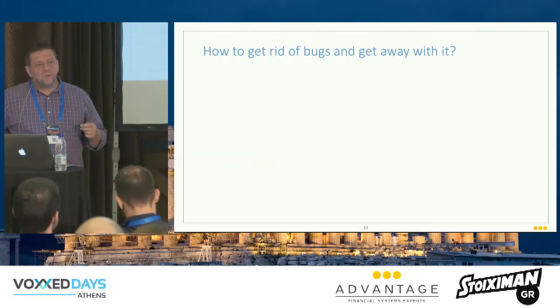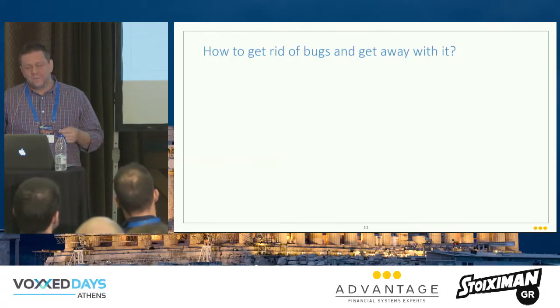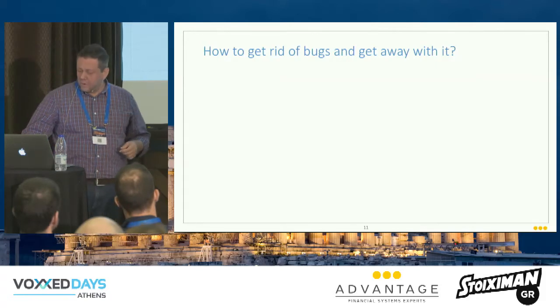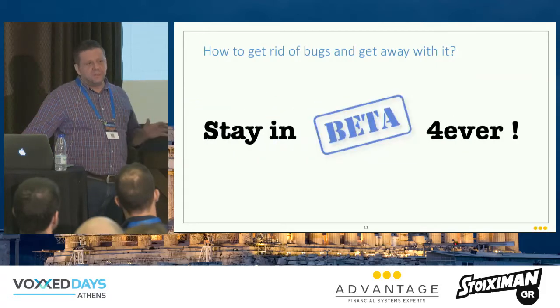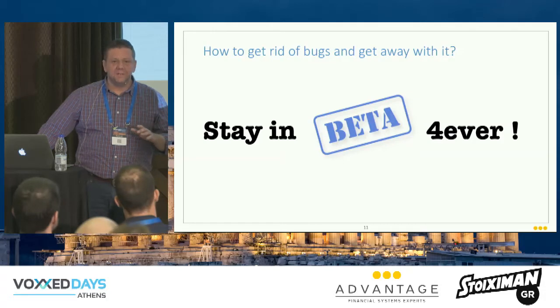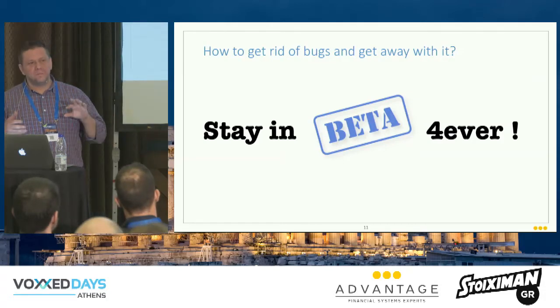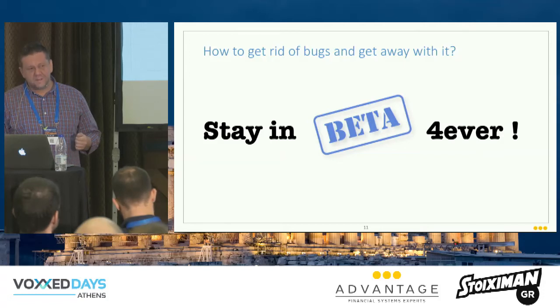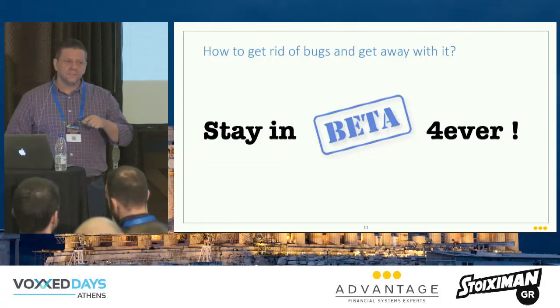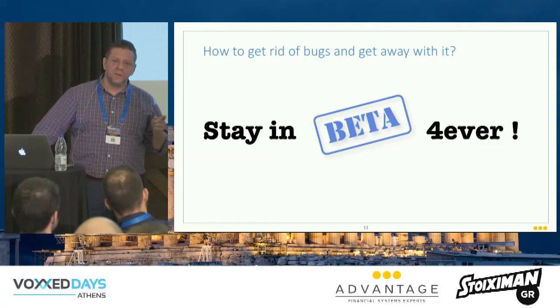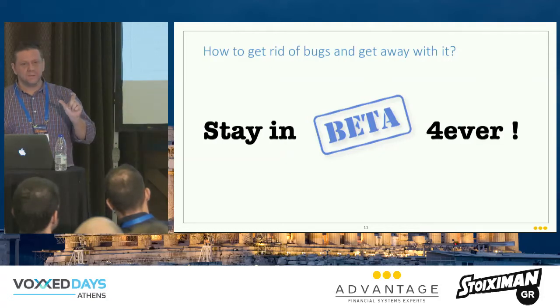So how do you get away with bugs? In my experience, you just stay in beta forever, which means that you simply admit there are bugs, you ignore them, put them under the carpet, and that's it. Actually, there is another way. You can tell your managers that we do not have bugs, we have technical debt. It's a nice way to put it.